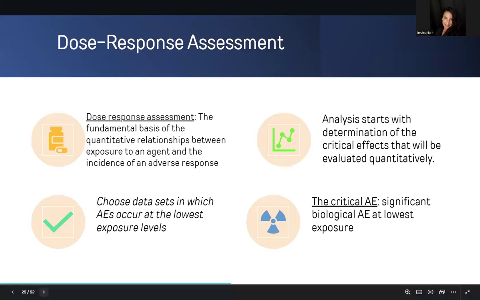Dose response assessment. The fundamental basis of the quantitative relationships between exposure to an agent and the incidence of an adverse response is the dose response assessment. Analysis of dose response relationships must start with determination of the critical effects that will be evaluated quantitatively. It is customary to choose the data sets with adverse effects occurring at the lowest levels of exposure. The critical adverse effect is defined as the significant adverse biological effect that occurs at the lowest exposure level.